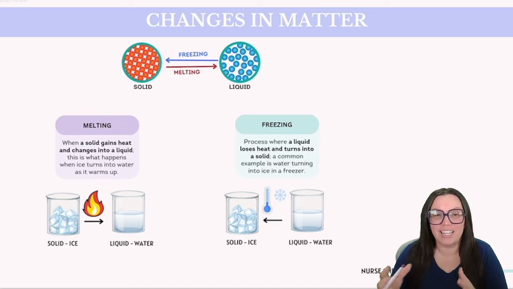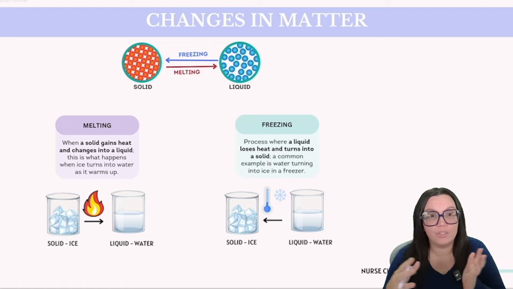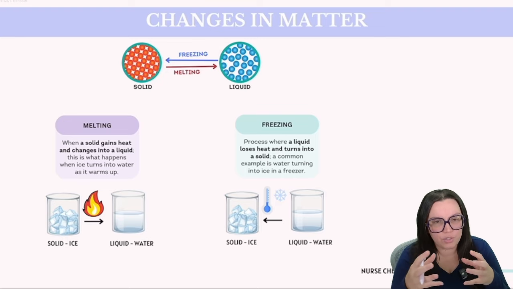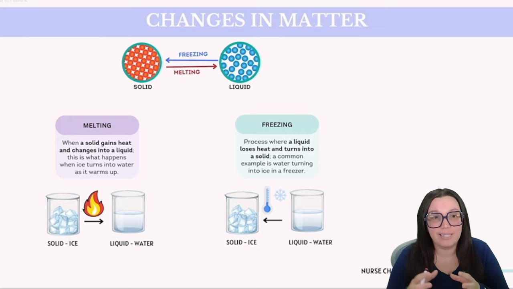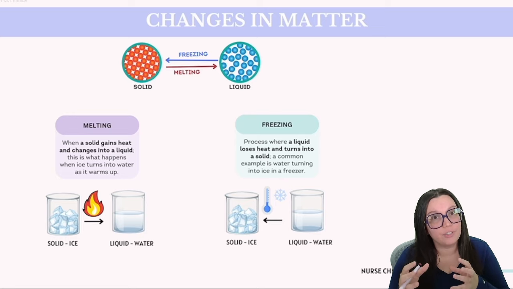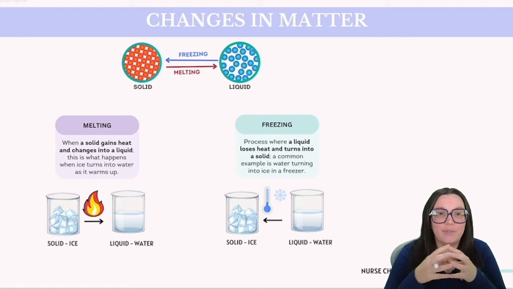Freezing, on the other hand, is defined as the process where liquid turns into a solid state. This occurs when the liquid loses heat, causing those molecules to slow down and rearrange into a fixed solid structure. A common example of this is when water freezes into ice. When the temperature of water drops below 0 degrees Celsius or 32 degrees Fahrenheit, the movement of water molecules slows down sufficiently so that they can crystallize into ice.